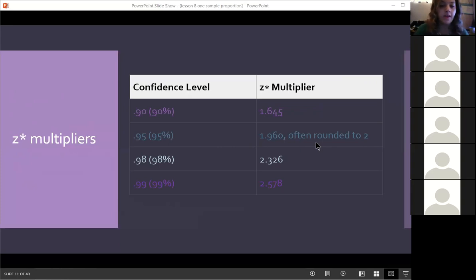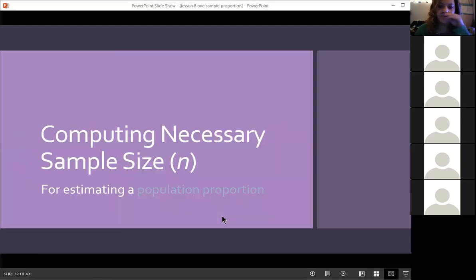First of all, because it's a very common one that we use, and then it usually comes out to more even numbers. So, the point being, when you're trying to estimate a population proportion, you have to decide what is the necessary sample size that we have to have in order to estimate this population proportion.